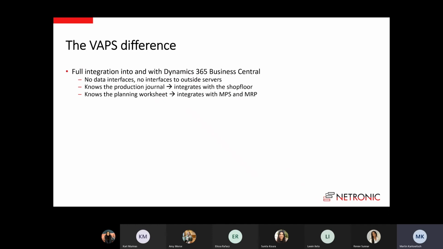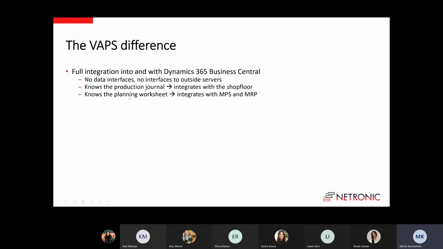We don't take the production orders out of Business Central, send them to an external scheduling service, and then send them back. So as long as you have Business Central in the cloud, then in terms of security standards, I think right now this is the most secure cloud that exists in the world. And if you run Business Central in the cloud and if you add the VAPS extension, then your data remains fully and all the time within this very secure cloud.